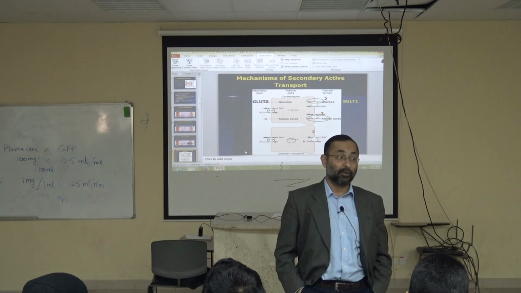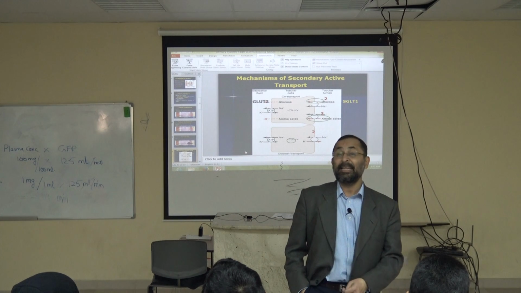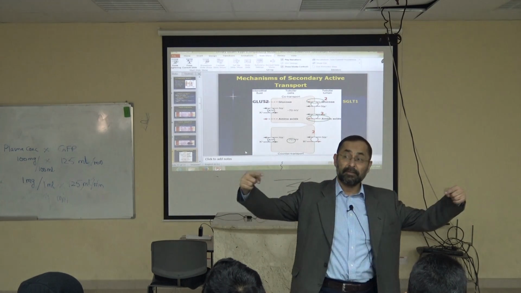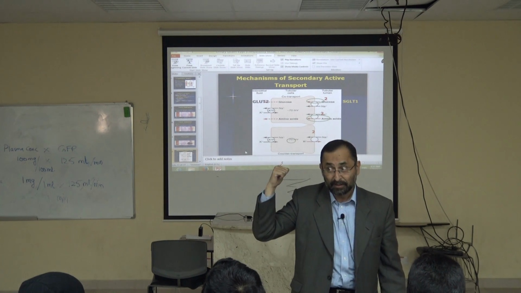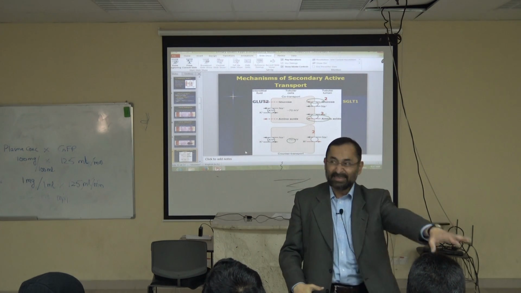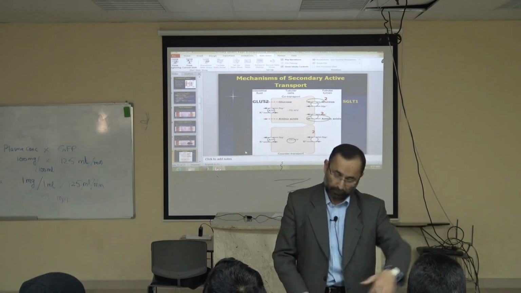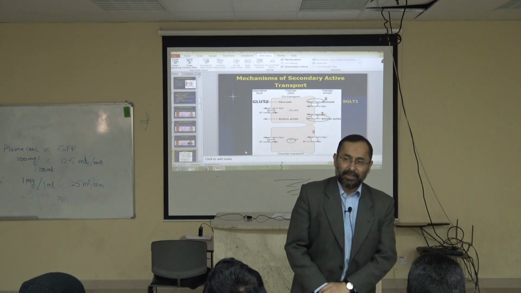Counter transport. It's not the co-transport. Salman is saying counter transport. Counter means the two substances are moving in opposite direction. Do you see that? Okay. Do you see what he sees? The same thing? Great. So third one is counter transport.